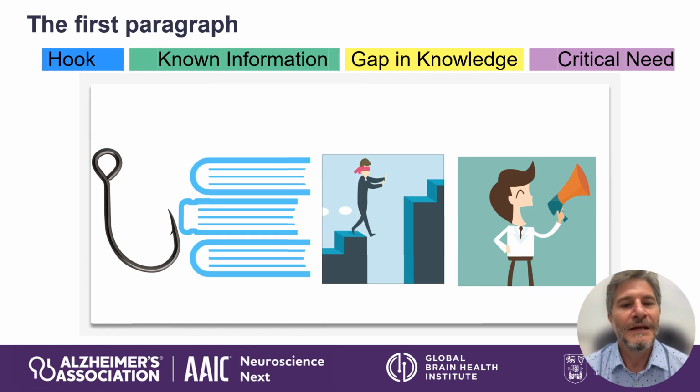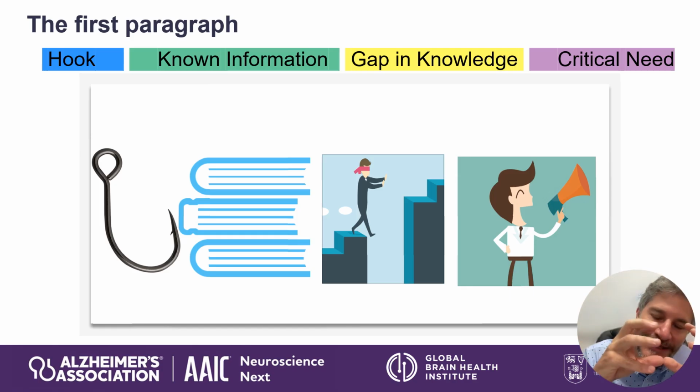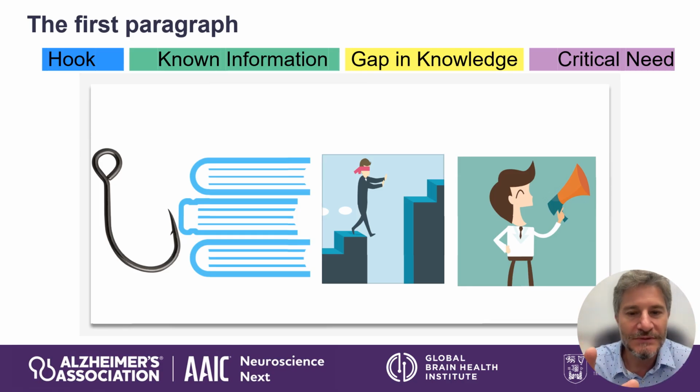And then in the known information, focus on the aspects that are critical for your hypothesis, for what you are going to propose in the following paragraph. So don't put in the known information anything that is not critically relevant for the aims that you are going to propose. And then be sure to describe as much as possible the gaps that you are going to address.